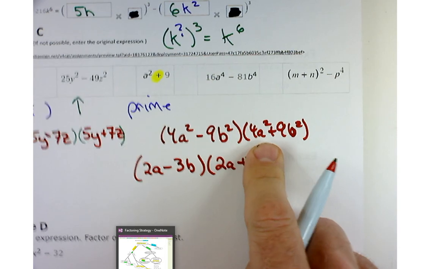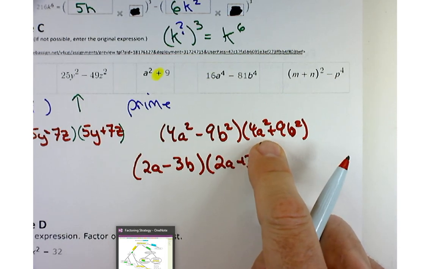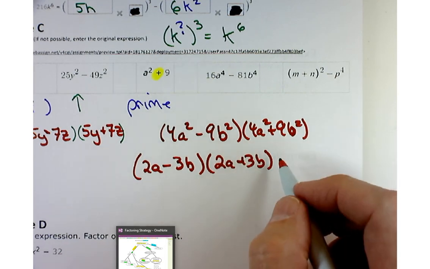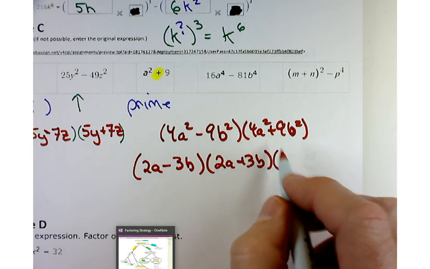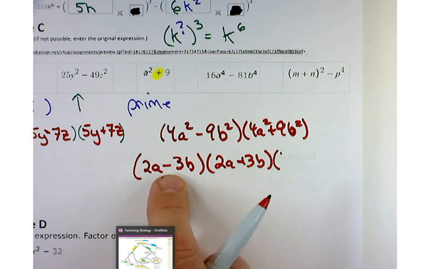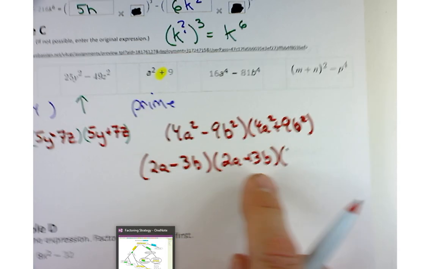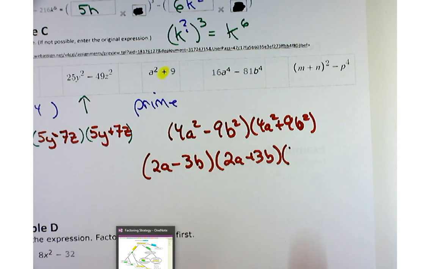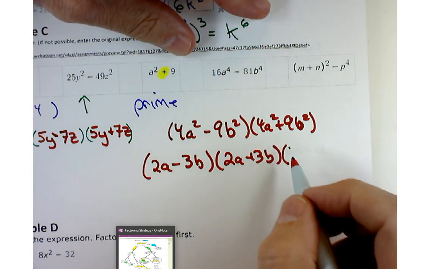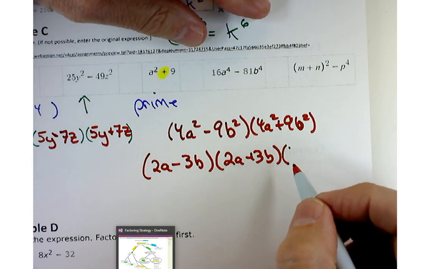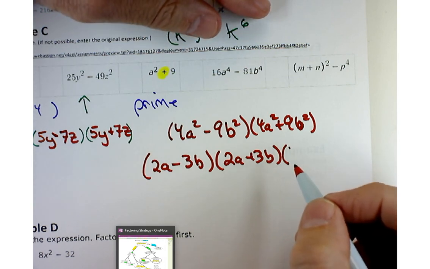How about this one? What happens with this one? Pearl, can I do anything with this one? Same thing, 2a minus 3b times 2a plus 3b, or, but Pearl said no. Which one is right? Or that's a prime number. Is it prime or can I keep factoring it? Which one? It's prime. Sarah, do you want to settle the score here? No? All right, well, at least that's honest.